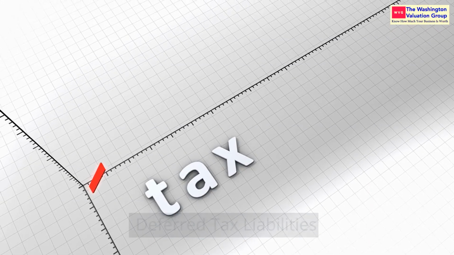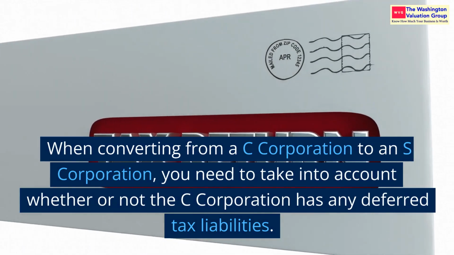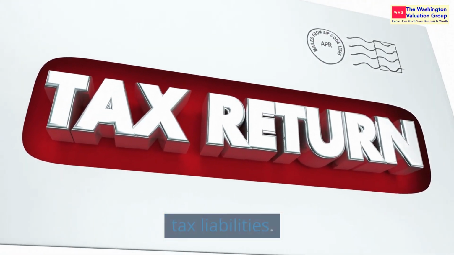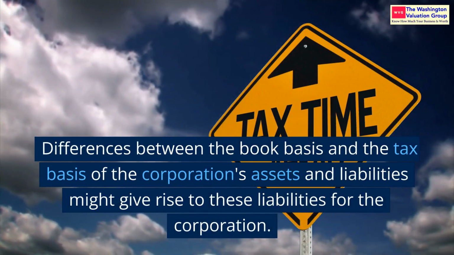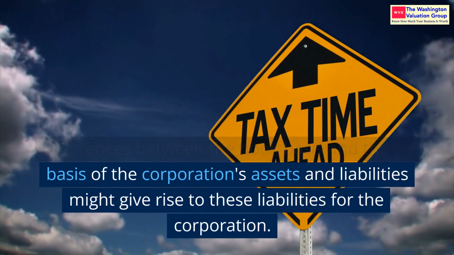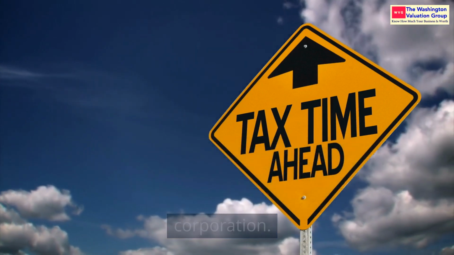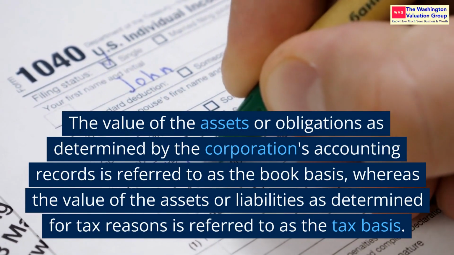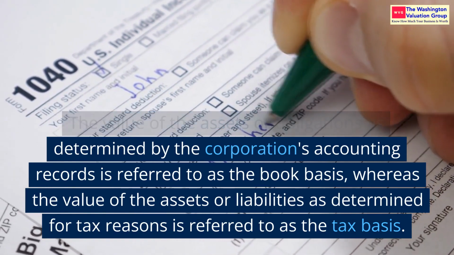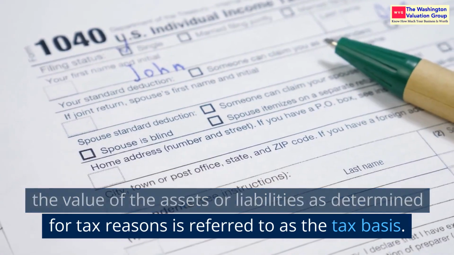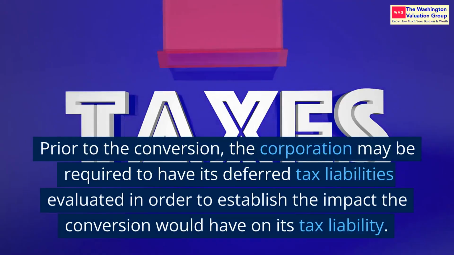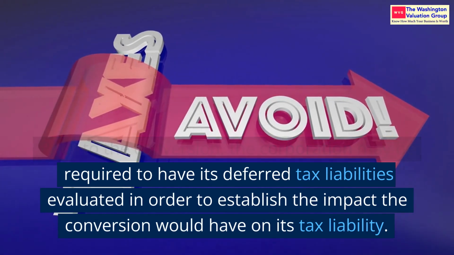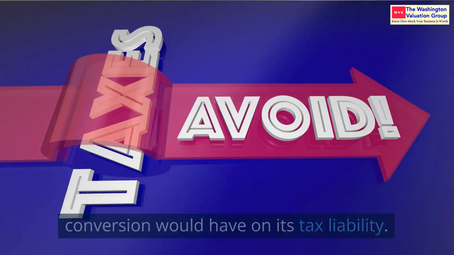Deferred tax liabilities. When converting from a C corporation to an S corporation, you need to take into account whether or not the C corporation has any deferred tax liabilities. Differences between the book basis and the tax basis of the corporation's assets and liabilities might give rise to these liabilities for the corporation. The value of the assets or obligations as determined by the corporation's accounting records is referred to as the book basis, whereas the value as determined for tax reasons is referred to as the tax basis. Prior to the conversion, the corporation may be required to have its deferred tax liabilities evaluated in order to establish the impact the conversion would have on its tax liability.